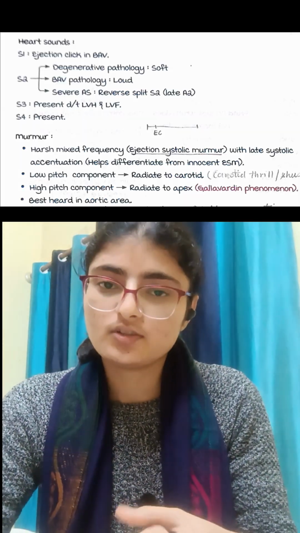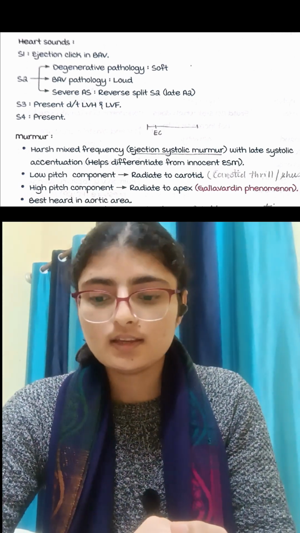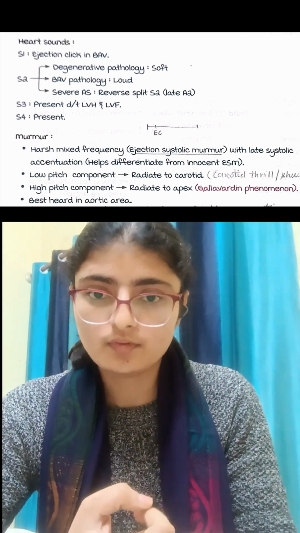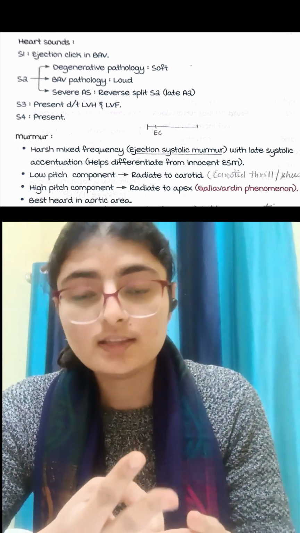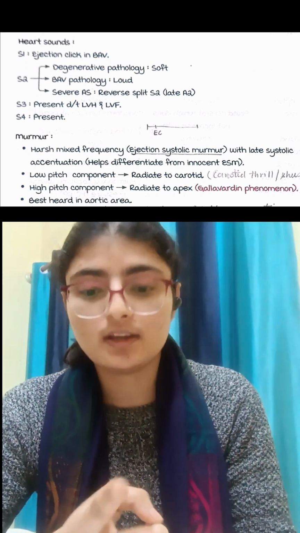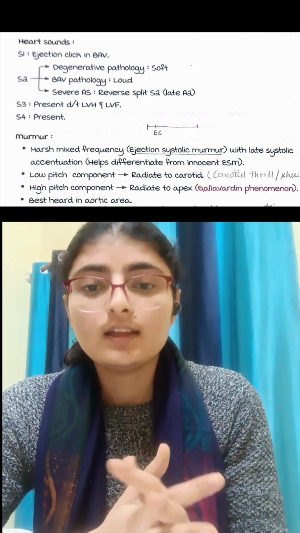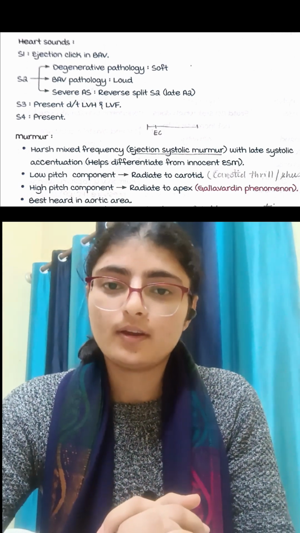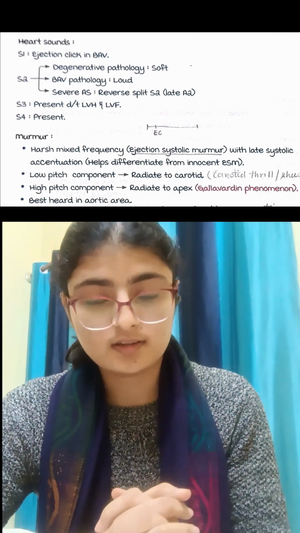Heart sounds. First heart sound: ejection click is heard in case of bicuspid aortic valve. Second heart sound: in cases of degenerative pathology, soft. In cases of bicuspid aortic valve, loud. In severe AS, there is reverse splitting of S2 due to late A2. Then S3 is present in cases of left ventricular hypertrophy or left ventricular failure. S4 is present.